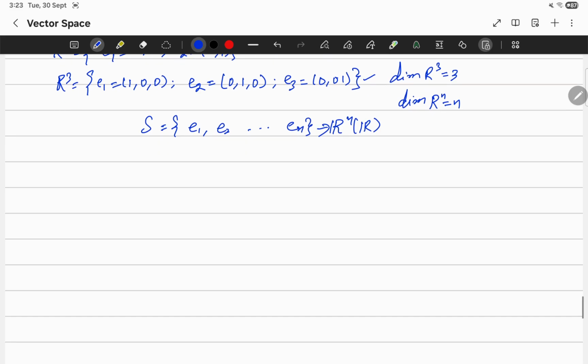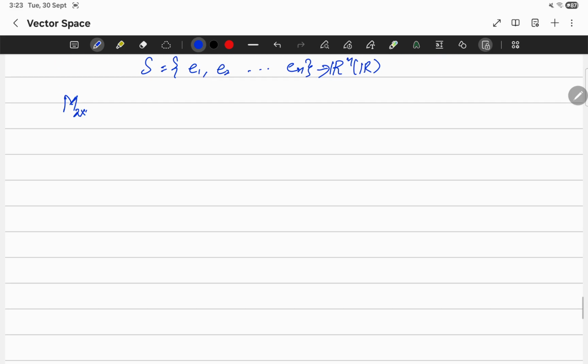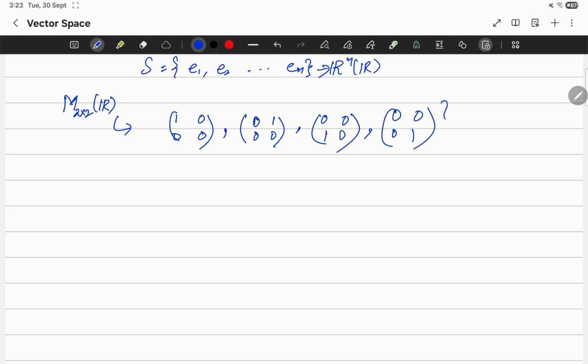Similarly, we have seen in the last lecture, if we have M2 cross 2 matrices over the field R, we have the elements 1 0 0 0, another matrix 0 1 0 0, another matrix 0 0 1 0, and another matrix 0 0 0 1, and these four matrices will span this whole set. Let this be your B. The linear span of this B is your M2 cross 2 over R, and we have seen that these are linearly independent. Go through the last video; this is the basis for this.